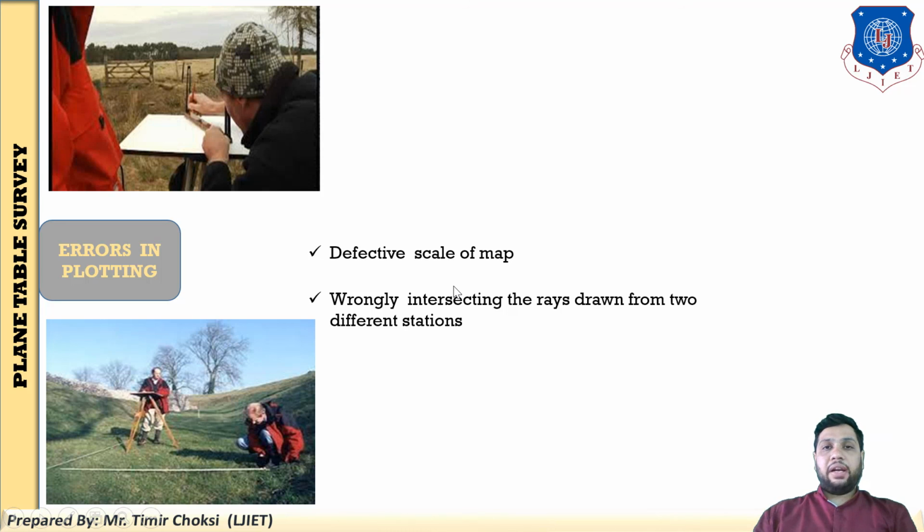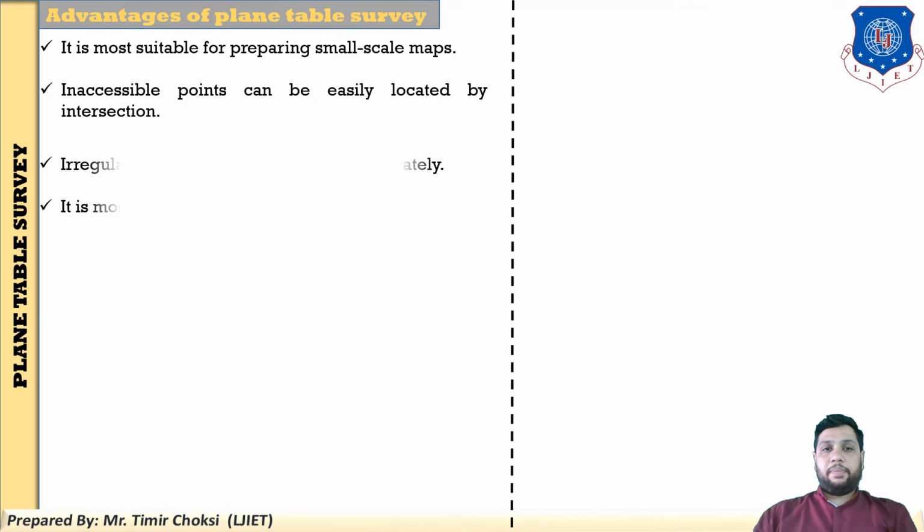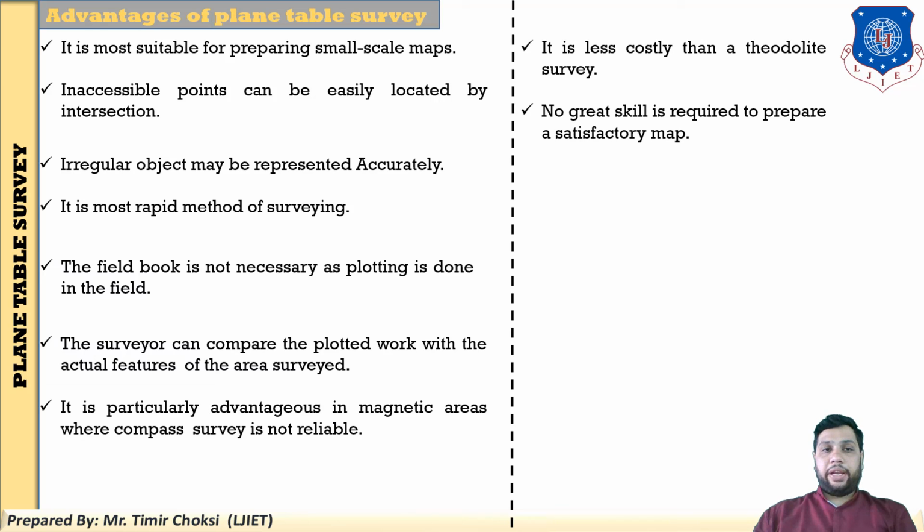So there are three types of error: personal error, instrumental error, and error in plotting. And last, theory: advantages of the plane table and disadvantages of the plane table. It is most suitable for preparing small scale maps. Inaccessible points can be easily located by intersection. You know that. Non-measurable points will be easily located by this plane table survey.